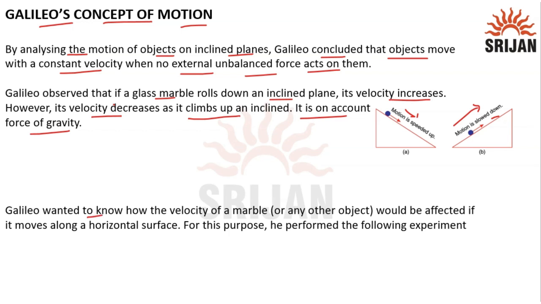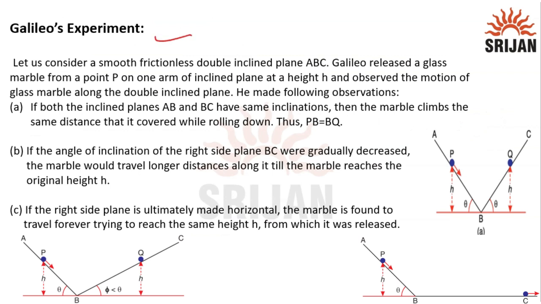So Galileo wanted to know how the velocity of a marble would be affected if it moves along a horizontal surface. For this purpose, he performed the following experiment. Here we have to consider a smooth, frictionless, double inclined plane ABC. As you can see, plane ABC is there. There are three observations that will be made.